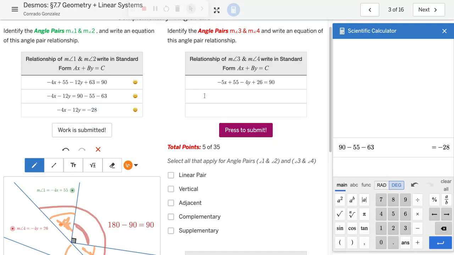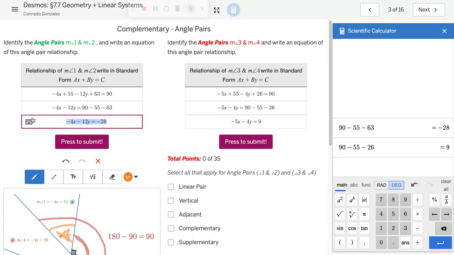I can see that it works. I check the submit my work and I get good feedback. Minus 5x minus 4y equals 90. Again, for the same reasoning, I subtract from both sides 55 and 26, and then I use my calculator. Minus 55 minus 26, that's 9. So I get minus 5x minus 4y equals 9. I check my work, and there it is. I get happy faces all the way down the line. 5 points for each.